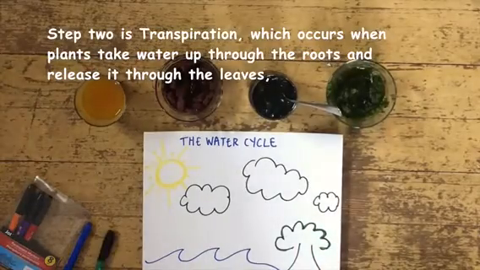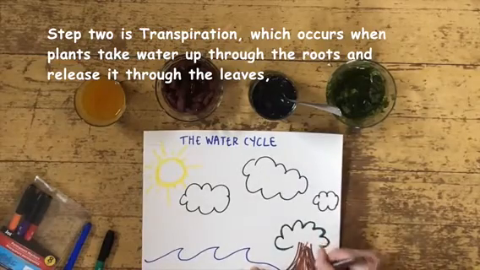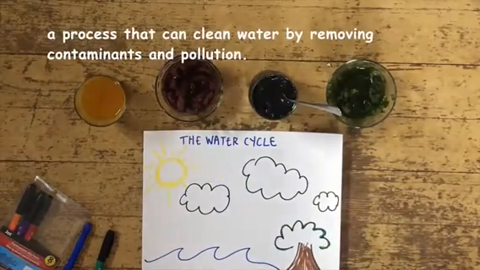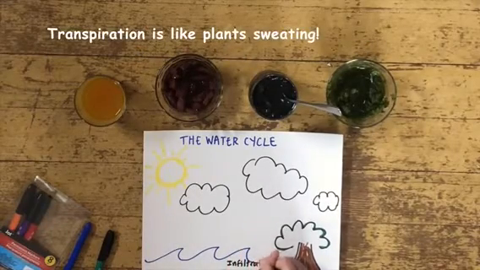Step 2 is transpiration, which occurs when plants take water up through the roots and release it through the leaves, a process that can clean water by removing contaminants and pollution. Transpiration is like plants sweating.